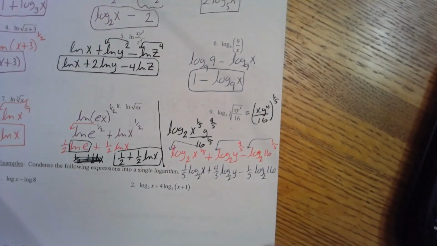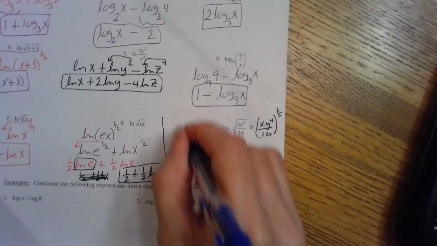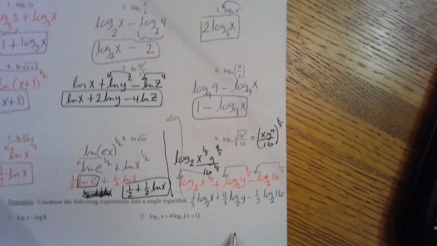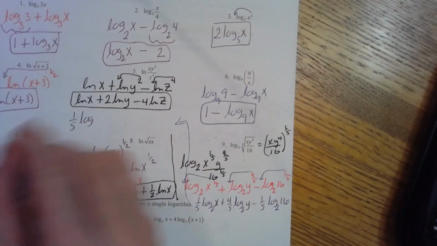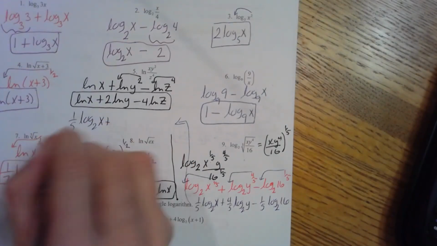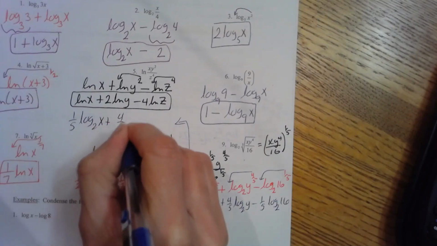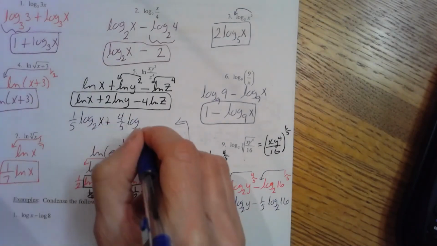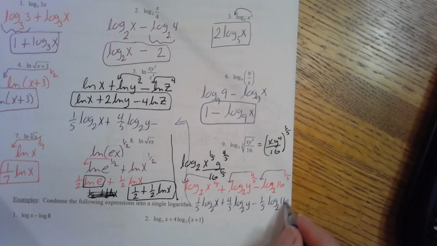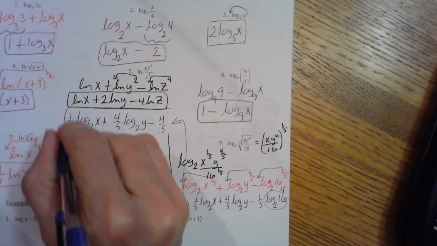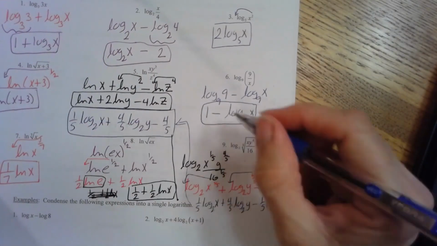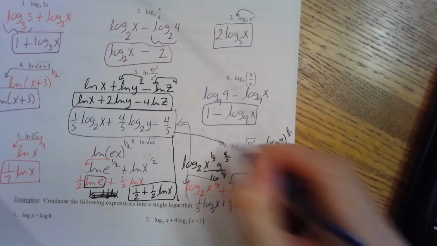So I'm going to come back up here to write that final answer so we don't get too far down here. So we have 1/5 log base 2 of x plus 4/5 log base 2 of y minus, and this just turned out to be a 4, so 4 times 1/5 would be 4/5. And that would be the answer to number 9.